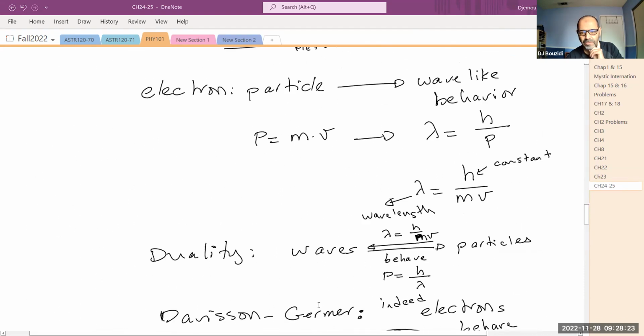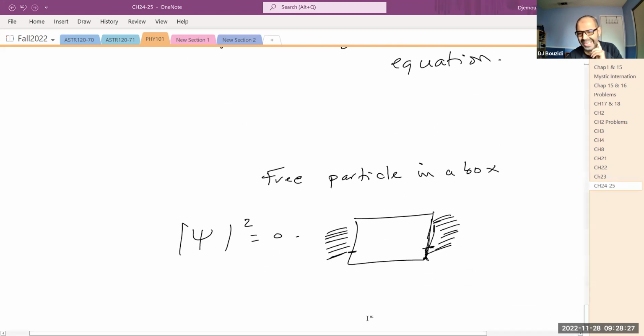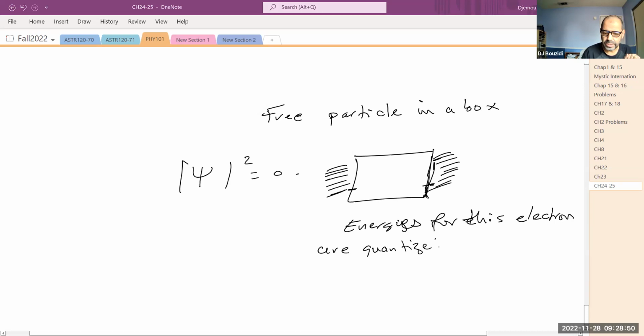In this case, if you force the electron to stay in a box, don't move outside of the box, and constrain it to be in the box so that the probability of finding it outside is 0, then in this case the energies for this electron are quantized. They come out naturally just because of the boundary condition.